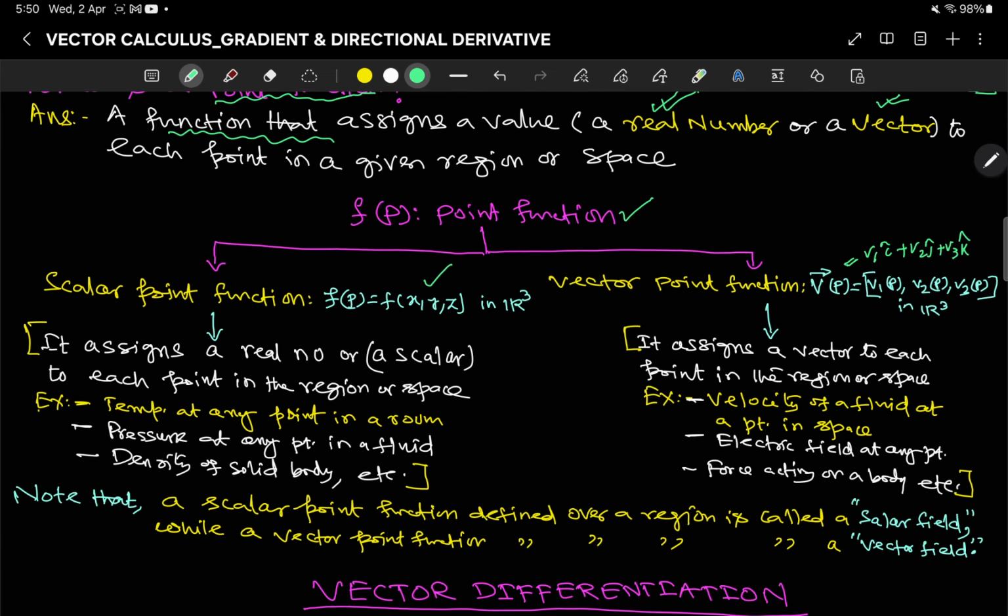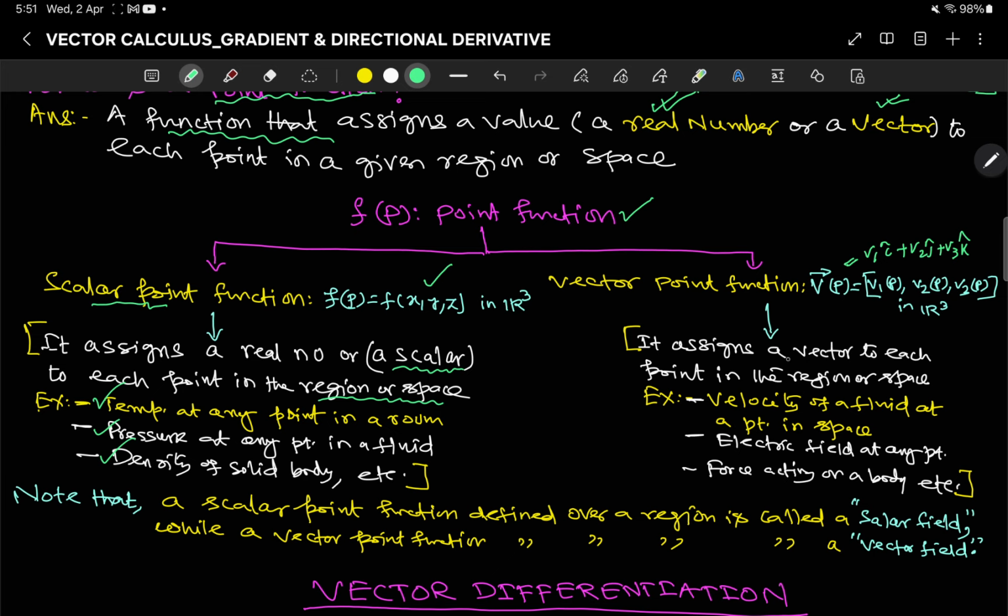As I have pointed out, the scalar point function assigns a real number or a scalar to each point in the given region or space. For example, the temperature at any point in a room, the pressure at any point in a field, the density of a solid body. These are all examples of scalar point functions.